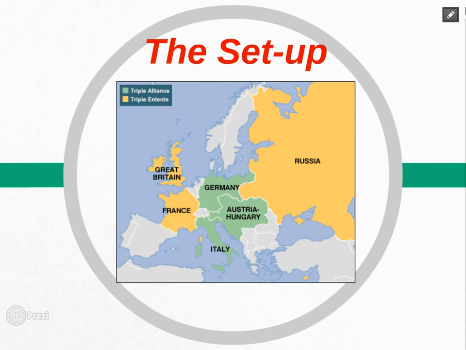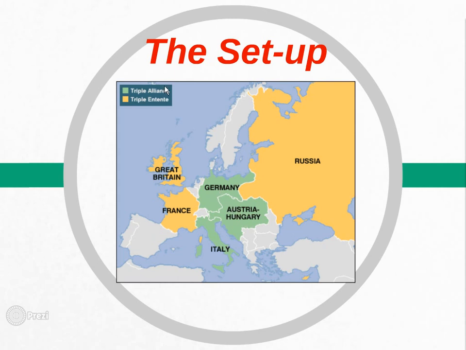Okay, here's the setup right here. Now these are the alliances. I want you to look at this country right here, Italy, because when the war starts, they actually go over to the French, British, and Russian side. This right here is the Ottoman Empire, which is present-day Turkey. It's going to jump in with Germany and Austria-Hungary.